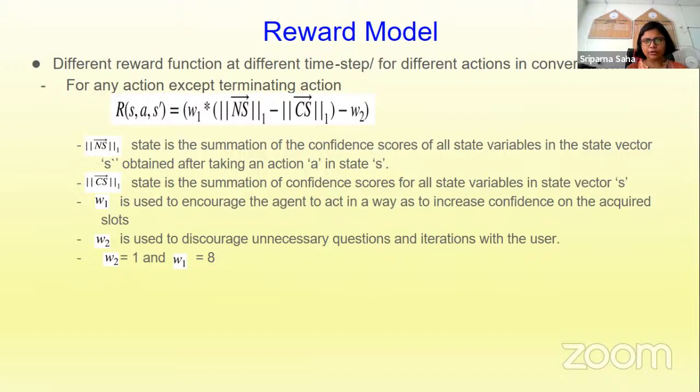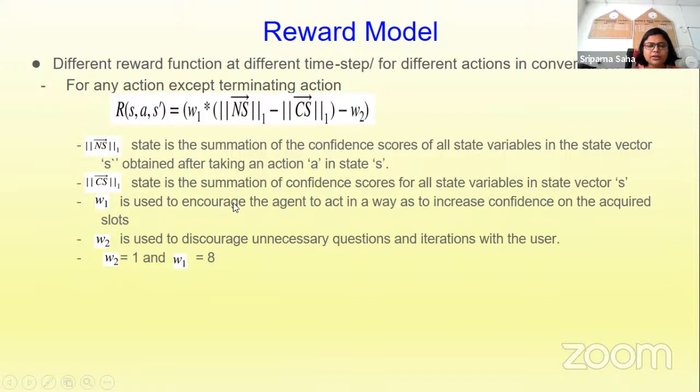So this difference checks whether we are getting more slot information after taking an action A or not. Suppose after taking the action A in state S, we are getting some more slot values, and there are corresponding confidence scores as well. So this is the difference. NS is the summation of the confidence scores of all state variables in the state vector obtained after taking action A in state S. CS is the summation of confidence scores of all state variables in state vector S.